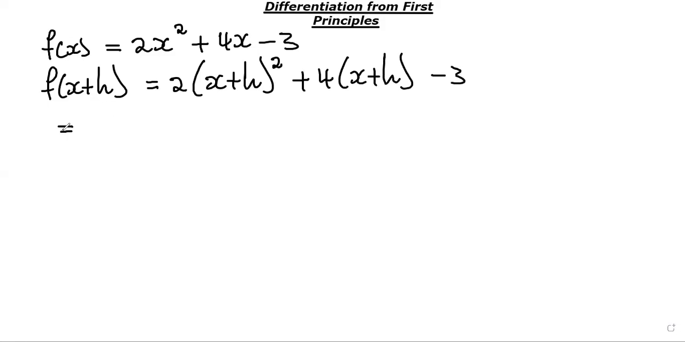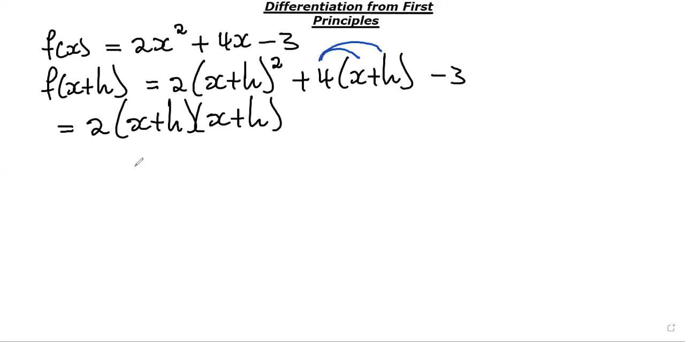And on the second part, we are just going to repeat the bracket twice so that we can use the FOIL method. But on the second part, we are just going to use the distributive property. So 4 times x, it's 4x. 4 times h, it's 4h. And then we still say minus 3 there.